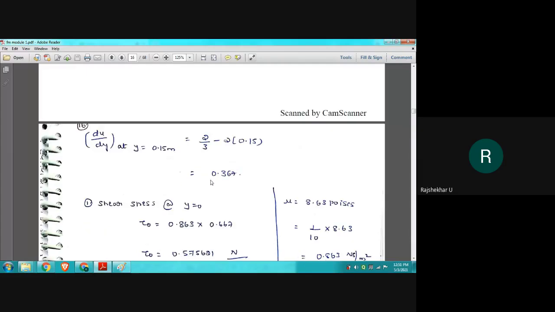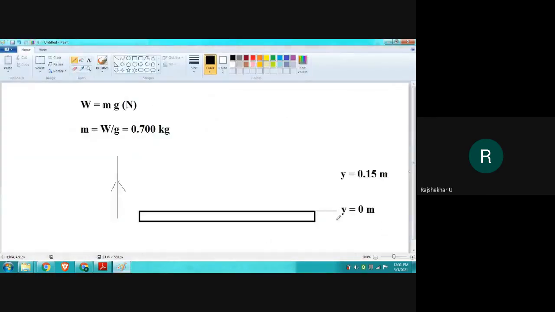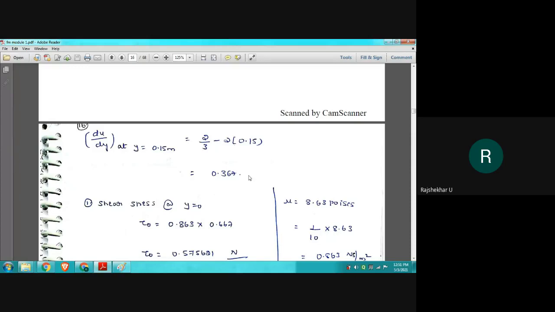So at a distance y is equal to 0, this is the value, and at a distance y is equal to 0.15, du by dy value is 0.367. That means as we are going from 0 to 0.15, what is happening to du by dy value? It is decreasing. du by dy value is decreasing with increase in y. Note this point. You can see at 0.667, at 0.15 meters, it is 0.367.